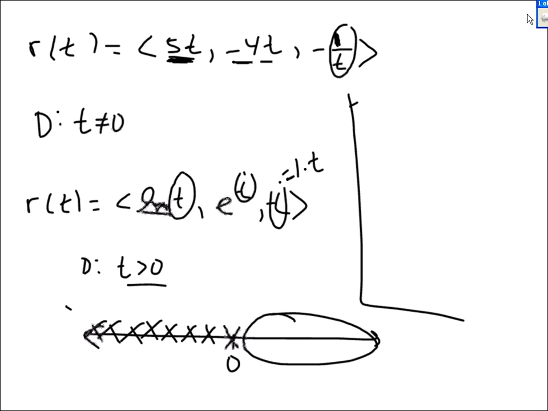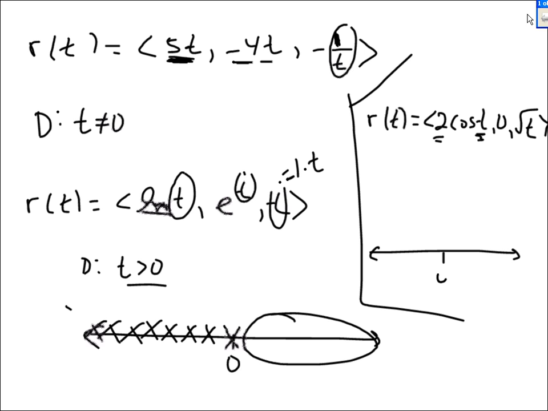Let us sneak in one more. Suppose that r of t was equal to 2 cosine t, 0, and the square root of t. What values can t be? Well, you can take the cosine of any value. You won't get an answer other than between negative 1 and 1, but you can take the cosine of any angle and then multiply that by 2. So far, the domain is all real numbers.